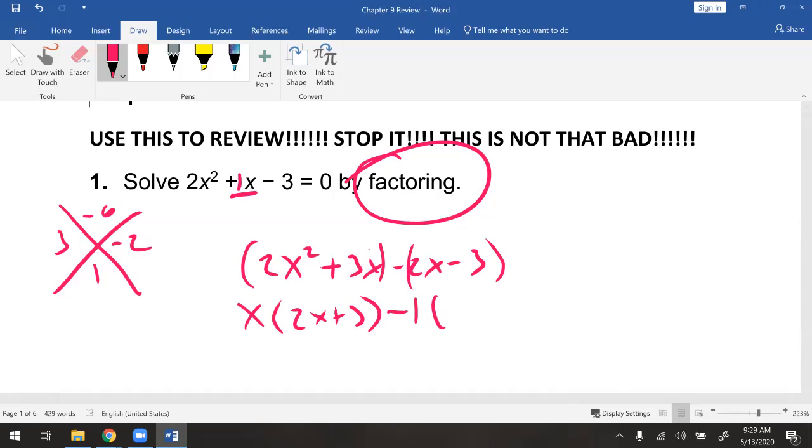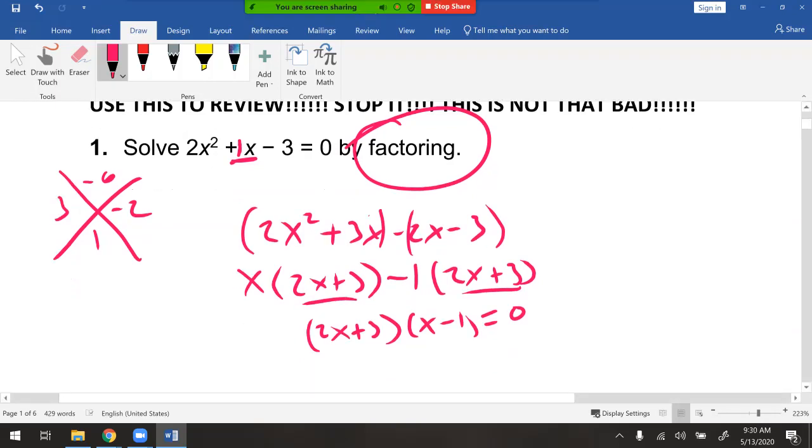That negative, because there's a negative here, becomes a positive. So it's 2x plus 3. I know I'm correct because those are the same. So for the first factor, it's 2x plus 3, and then the other factor, x minus 1, and that is going to equal 0.